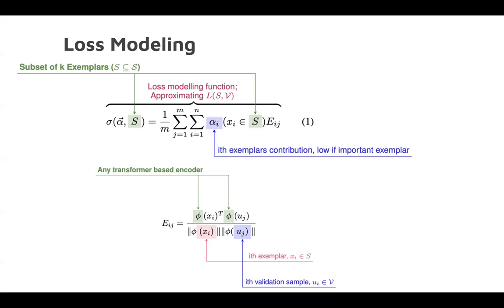Now the weight denotes the importance of a certain exemplar, its contribution to the LLM loss. So alpha i denotes the ith exemplar's contribution, and this is low if this particular exemplar is important and leads to an overall improved loss estimate. Because we are modeling the LLM loss, we want the overall estimated loss to be low. So a lower alpha i indicates it's an important exemplar, and a higher alpha i indicates that it's not. It's like a negative exemplar.